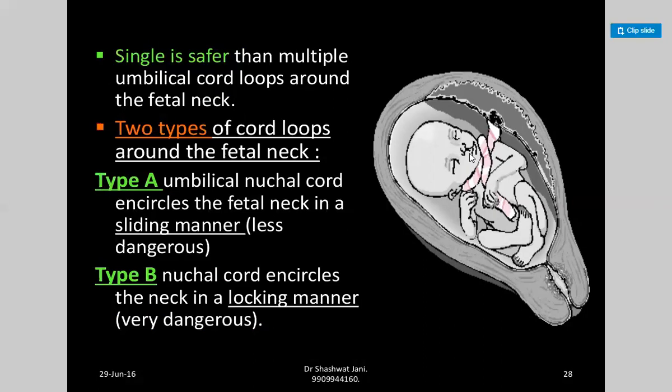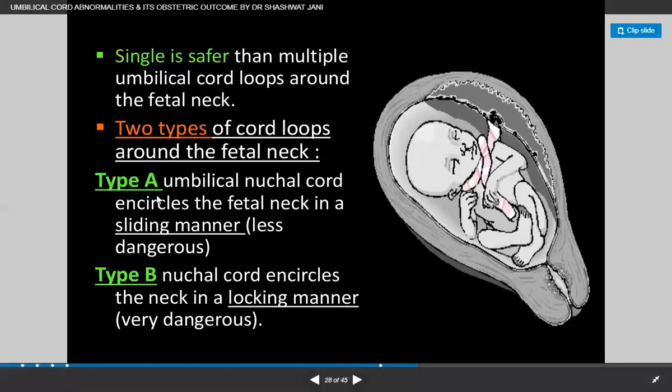While in type B, the cord encircles the neck in a locking manner. If it is locked, then definitely it is a very dangerous situation. And if it slides, then there is no problem. That is what we have seen about the types of cord loops, type A and type B.